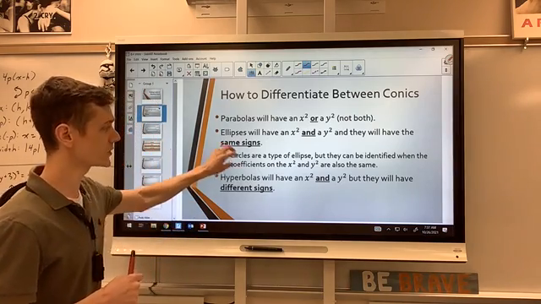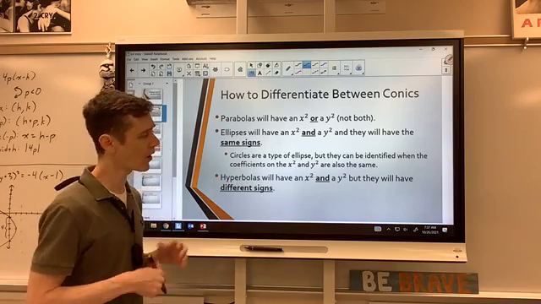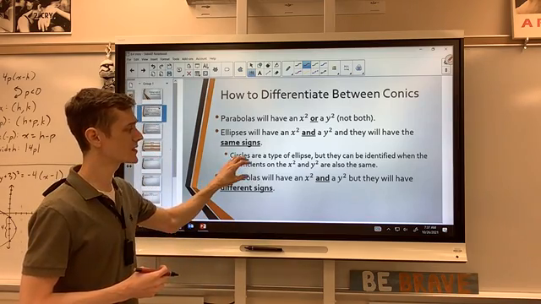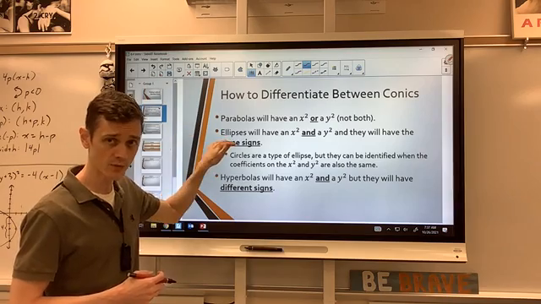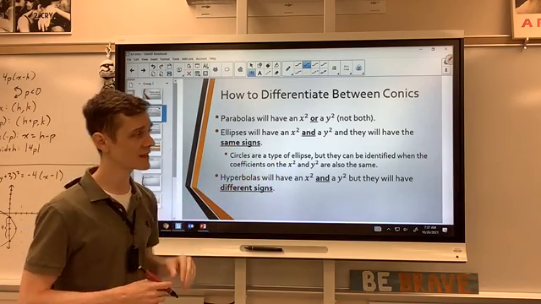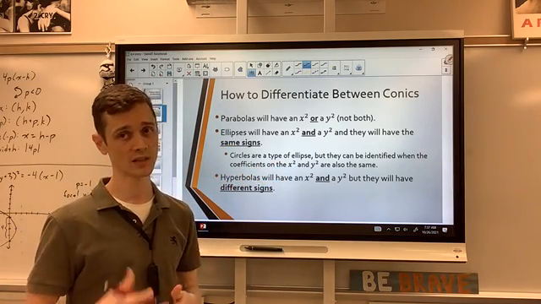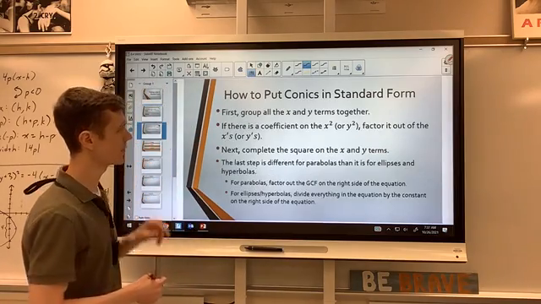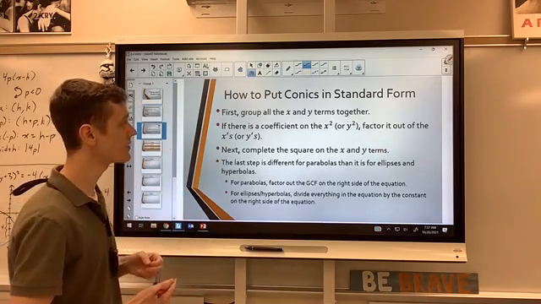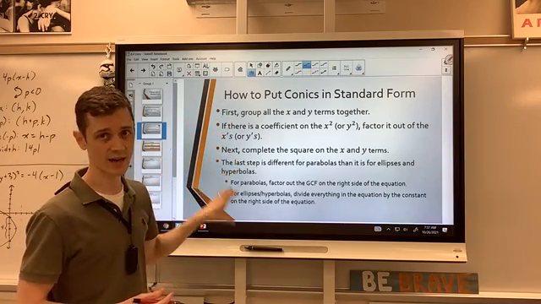Circles are a type of ellipse, so they're something that we've already looked at for this process, but basically it's the same situation where we have an x squared and a y squared. Those two terms do have the same signs, and more specifically, they have the exact same coefficients. So it's like a 4x squared and a 4y squared. So that's the first thing I like to do. And then once I know which shape I have, then I can start following the process that I have here.